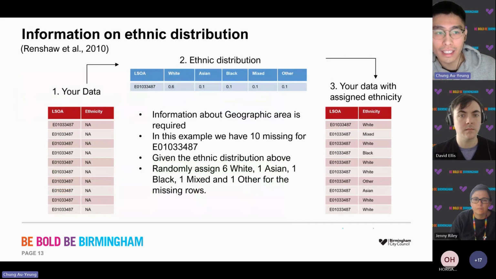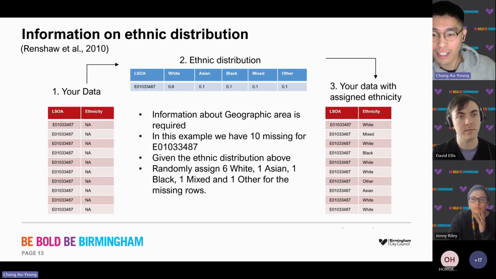The next method is information of ethnic distribution. It's also a fairly easy method to deal with missingness. It requires information about geographic areas. Imagine you have a dataset which has the LSOA, the lower super output area, code in your dataset, and in this area you have missing ethnicity. You can go on census to find out the ethnic distribution of the specific LSOA you're looking at. For example, in this LSOA, the ethnic distribution of the white cohort is 60%, and the others are 10%.